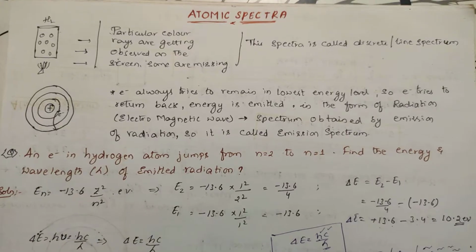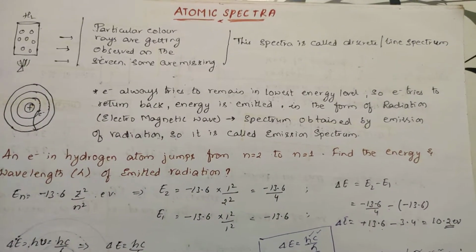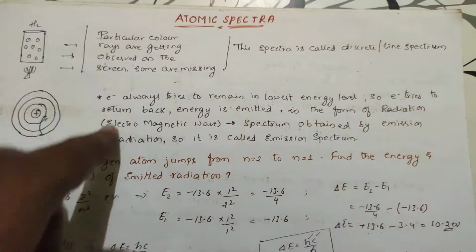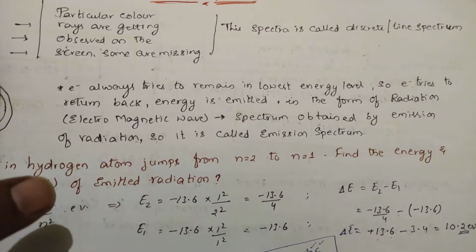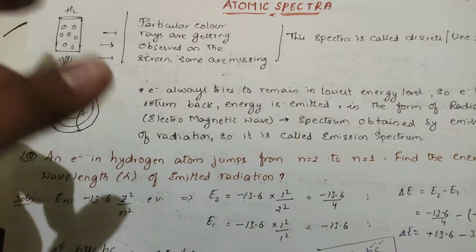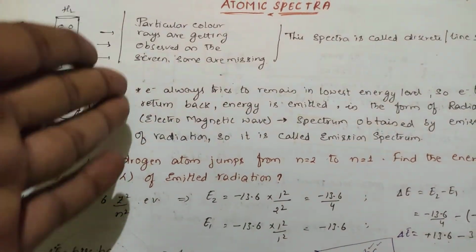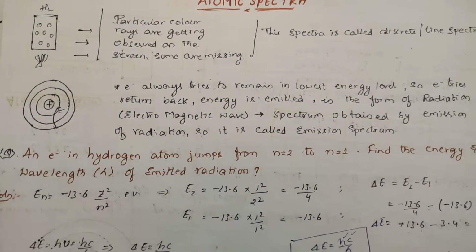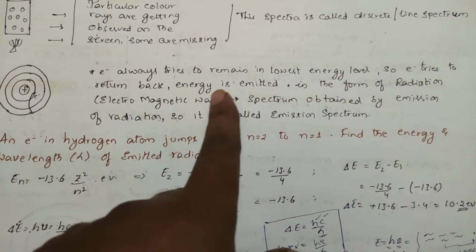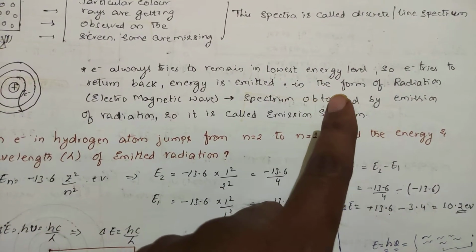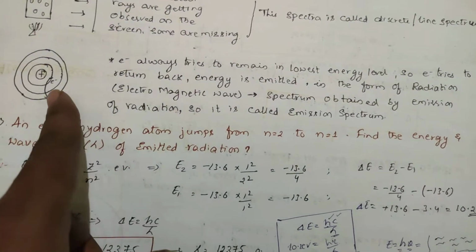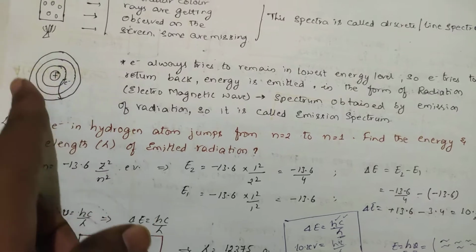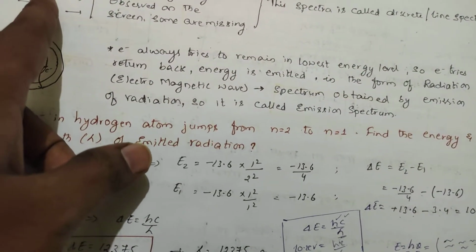If, instead of heating, you pass light through it, all colors will not be observed. Only the energy responsible for the excitation of the electron from one orbit to another will be absorbed, and apart from that color, all the other colors will be observed on the screen. The electron always tries to remain in the lowest energy level. Suppose this is a hydrogen atom and you pass light.